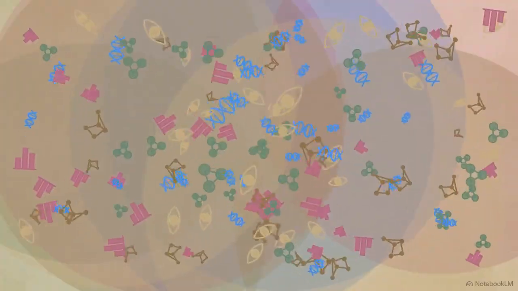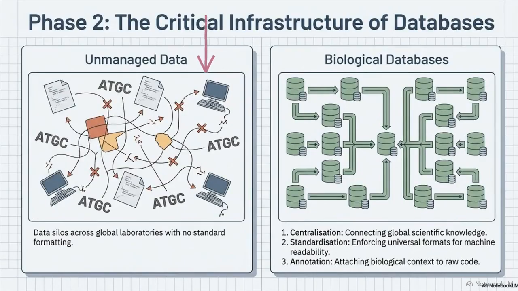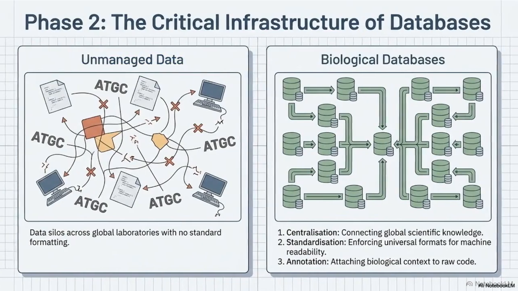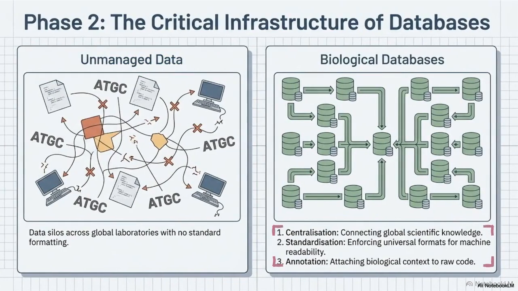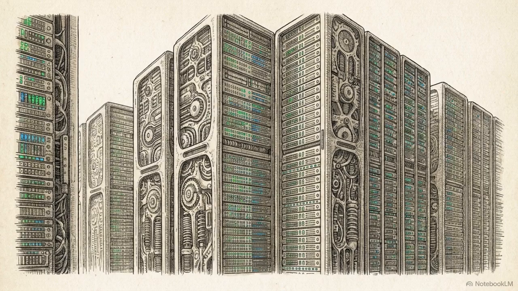Without this architecture, raw genetic code is trapped in isolated laboratory silos. This unmanaged data leaves researchers with a tangled web of disconnected information. Biological databases solve this. They centralize scientific knowledge and enforce universal formats, ensuring every sequence is machine-readable and properly annotated. This infrastructure is what transforms raw experimental output into a searchable, actionable body of scientific knowledge.